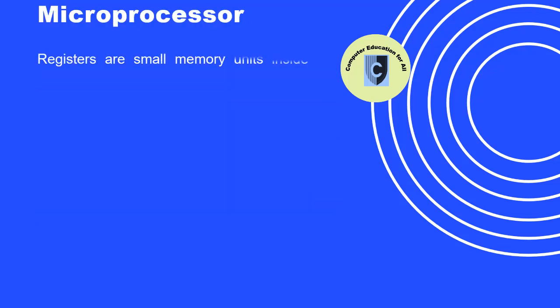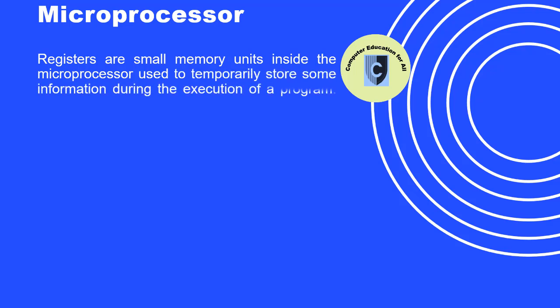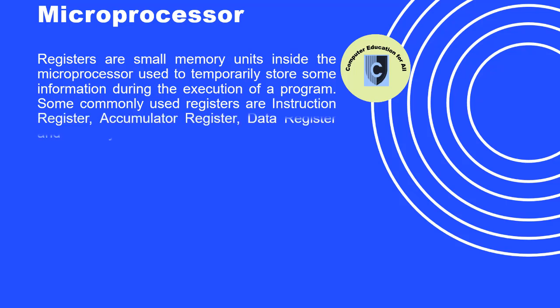Registers are small memory units inside the microprocessor used to temporarily store some information during the execution of a program. Some commonly used registers are the instruction register, accumulator register, data register, and memory address register.